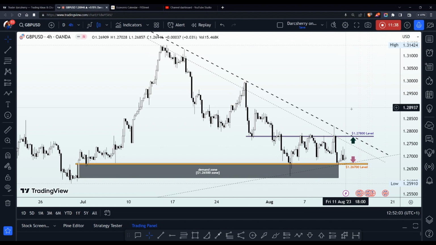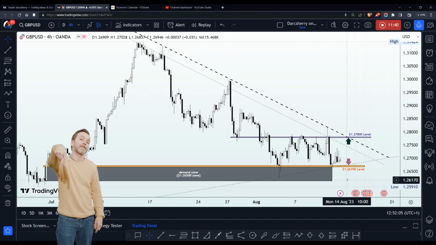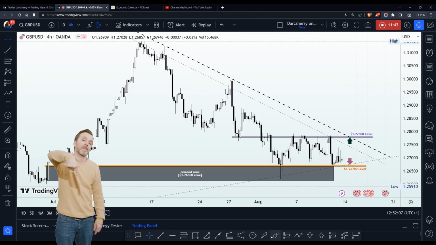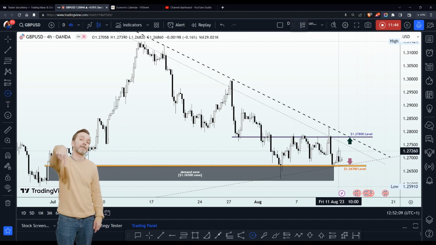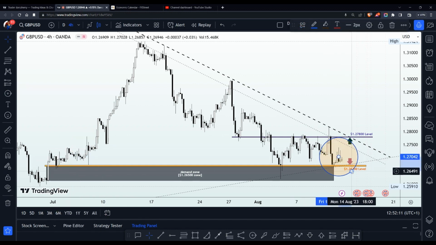But trust me, I will be with you in the comment section on Monday morning, after monitoring how participants in this market will be reacting to this current zone during the first couple of hours of the new week.